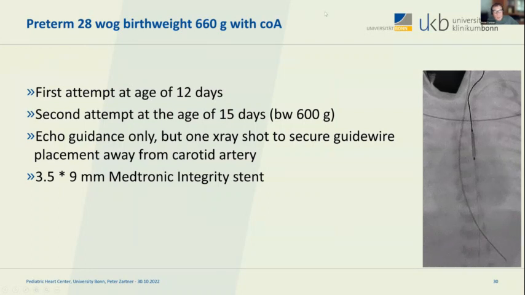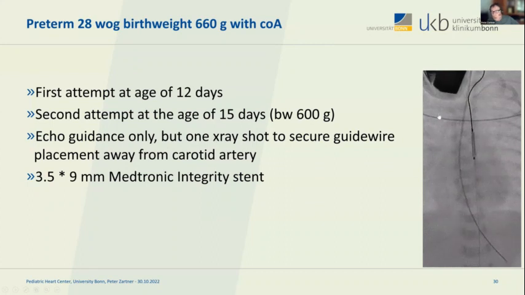This now is my last patient, as Dr. Krishnamurthy already mentioned. This is a patient born with 660 grams. And we did a first attempt at the age of 12 days, but we could not safely enter the arterial vessels. So there was a second attempt 3 days later at the body weight of 600 grams. It was performed under echo guidance. We did not use sheaths. We just advanced a coronary wire up the aorta.